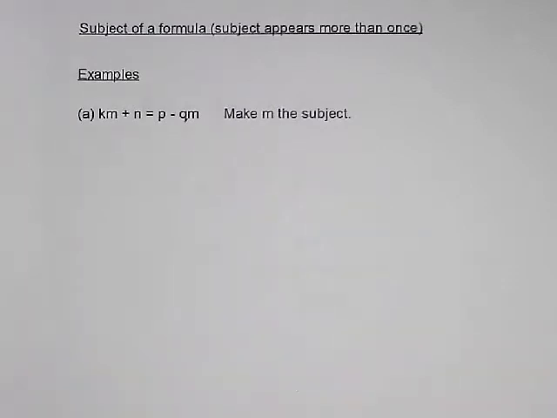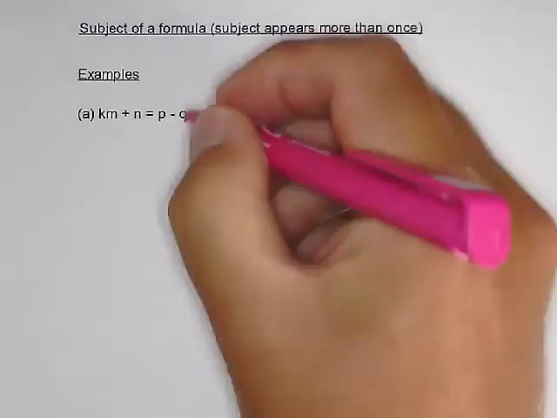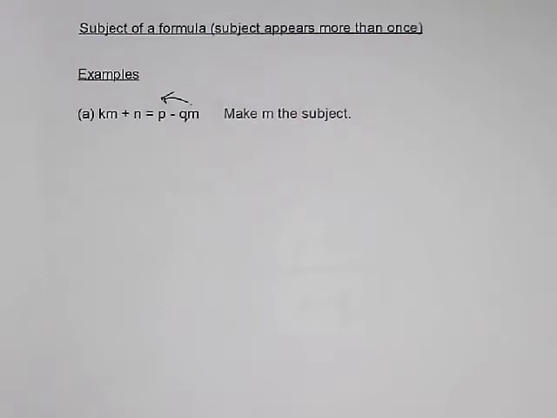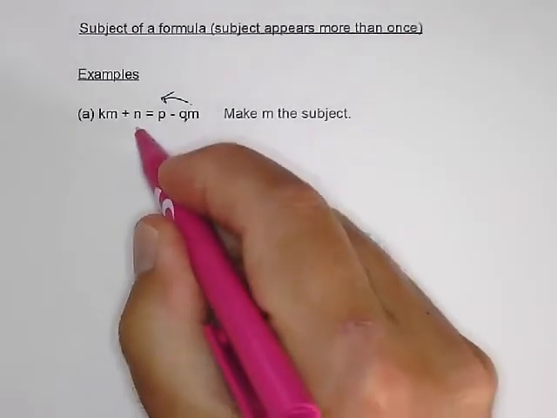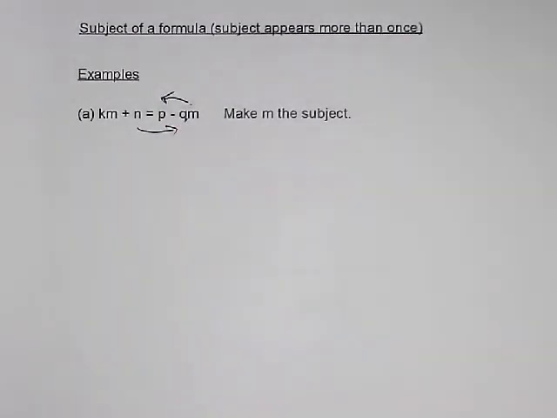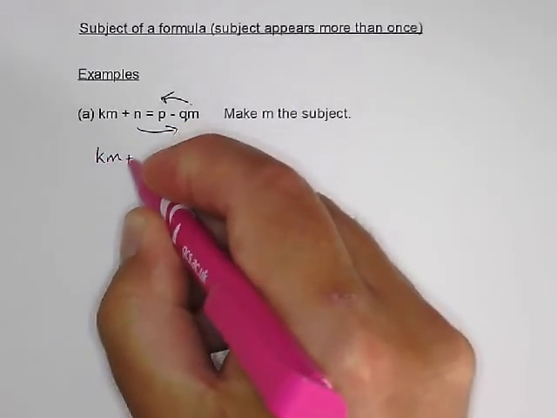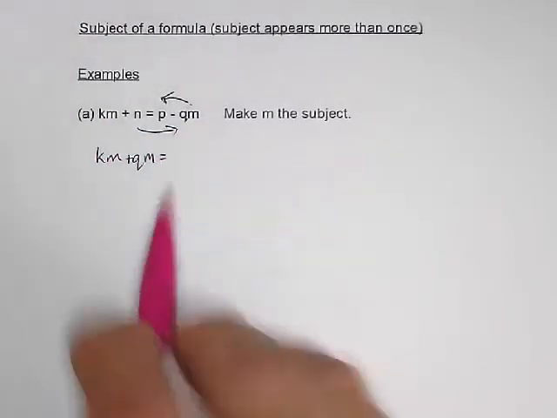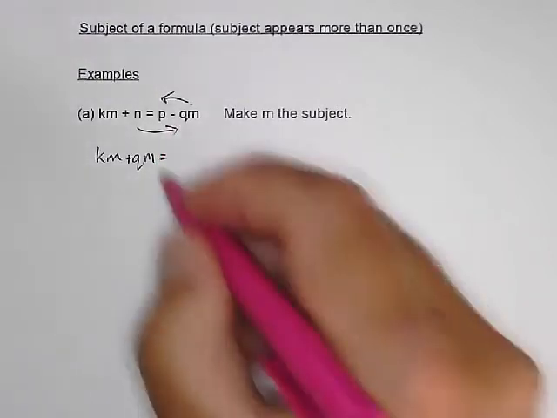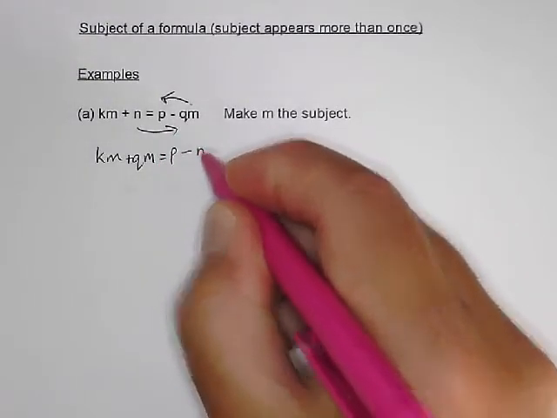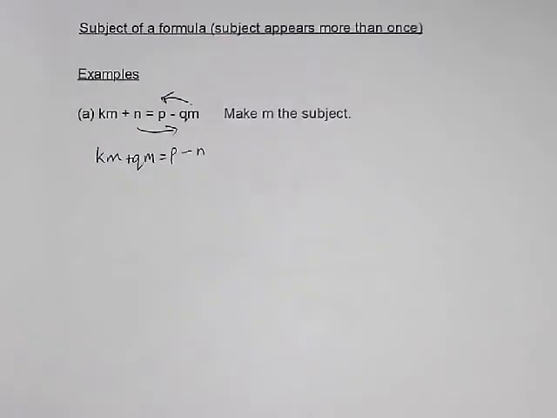So I'm going to collect all my M terms on the left. So this M term is going to go to the left, and therefore I'm going to take the N over to the right. So my first step would be Km plus Qm, which obviously is the opposite of the minus Qm, and then I'd have P minus N, and the plus becoming a minus.